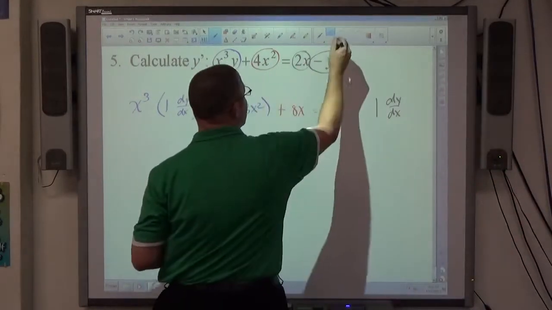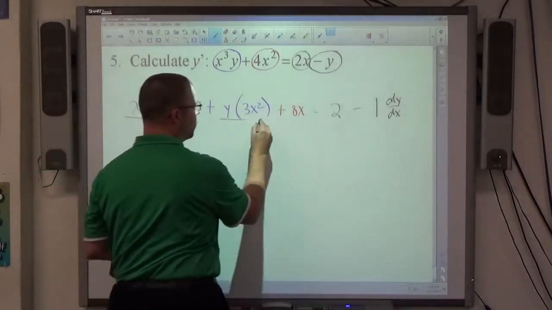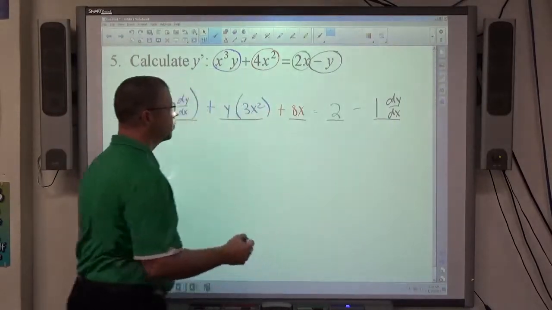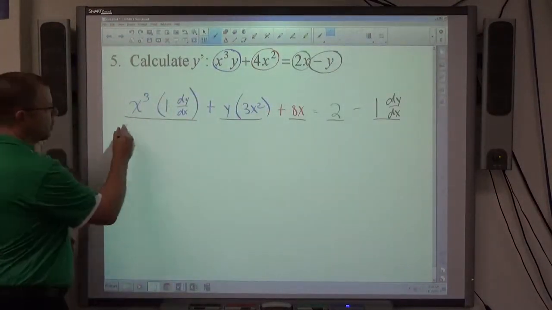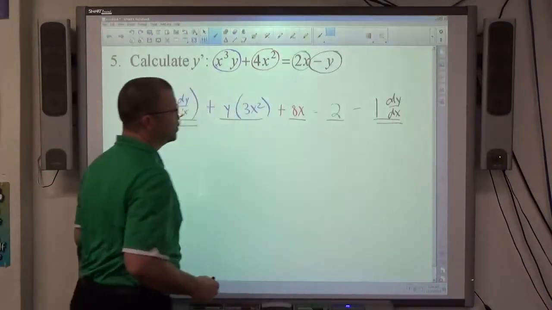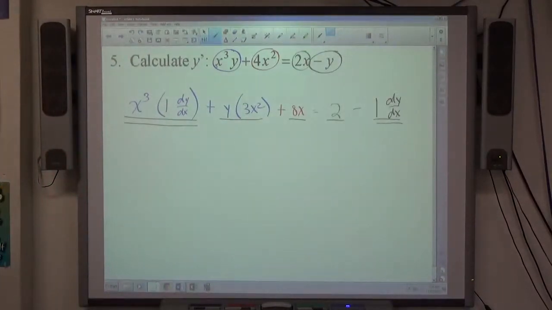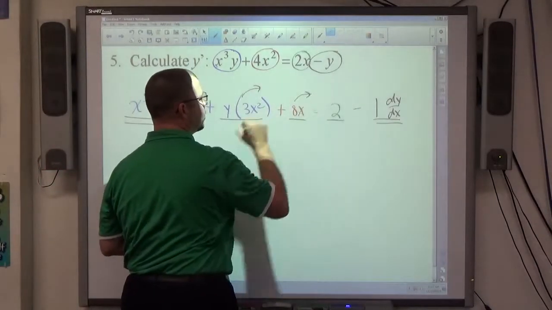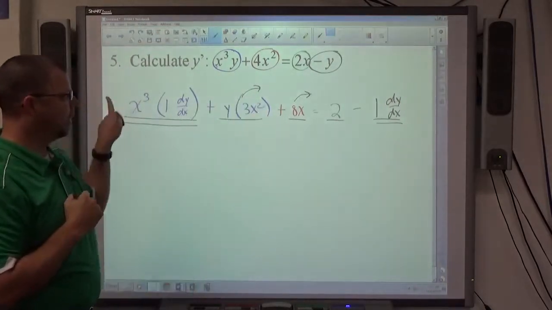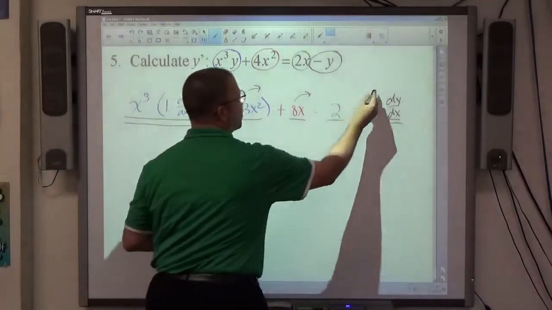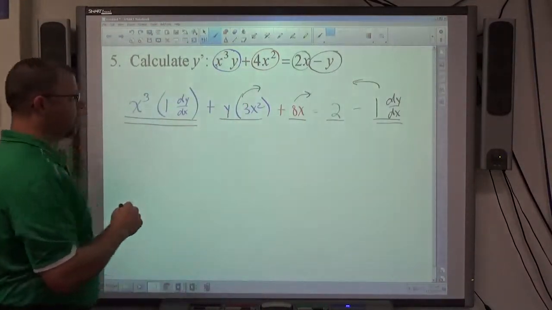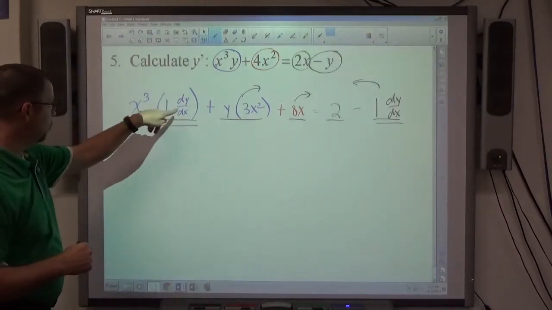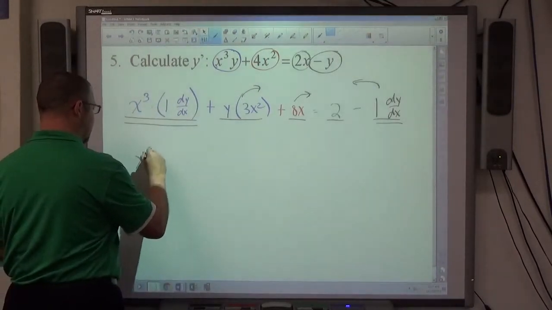So what I created here is a total of 1, 2, 3, 4, 5 terms. And of those 5 terms, those 2 contain dy dx, the other 3 don't. So I'm going to rearrange the problem now, getting everything with dy dx on one side, everything not on the other. I'm going to go ahead and move the 3x squared y and the 8x over to that side. And the 1 dy dx is going to come over to this side. So everything that's staying, I've got an x cubed dy dx that's staying here.